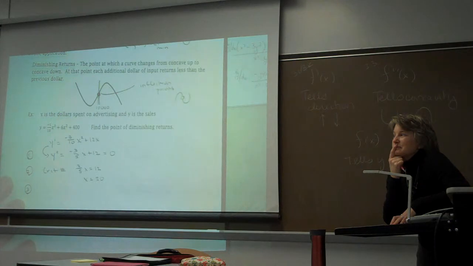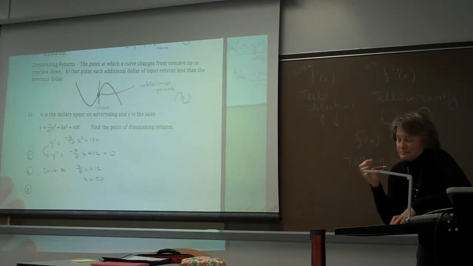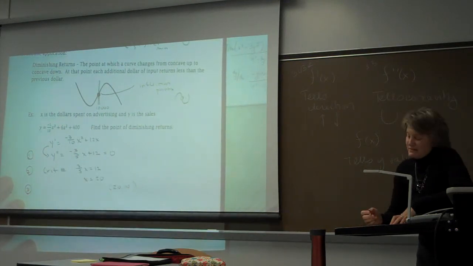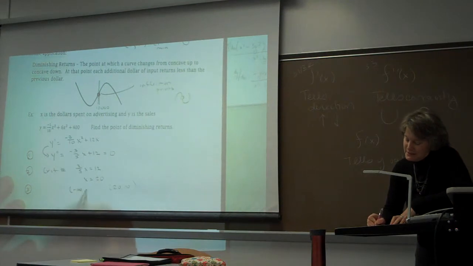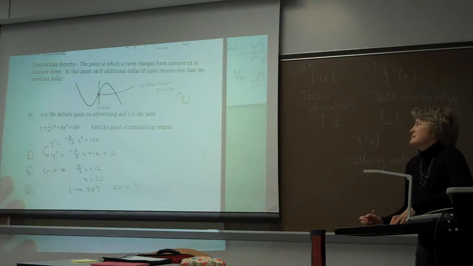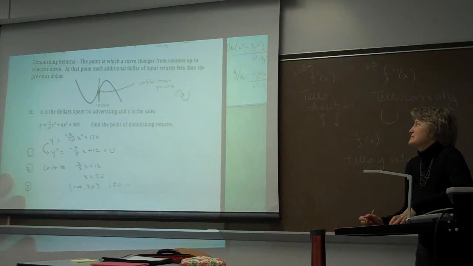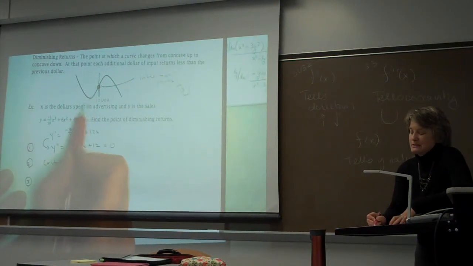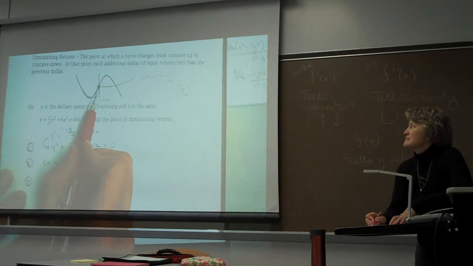Everything to the right is positive. Everything bigger than 20 is positive. You're getting there. Everything bigger than 20. And then everything less than 20. But what should happen to the left of 20 if I want this?